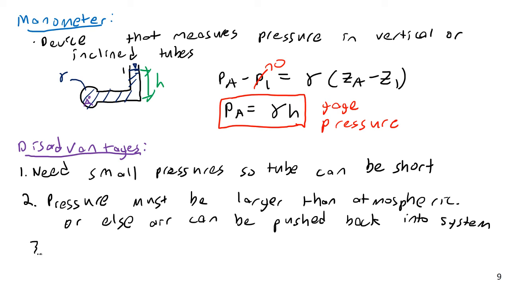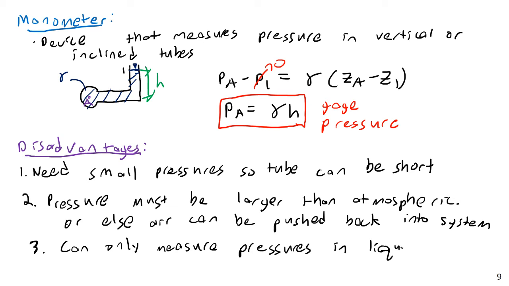Three, notice this only works for liquid processes. I need a container of pressurized fluid because what is inside the container is going to be directly in the tube. So this can only measure pressures in liquids, not gases.